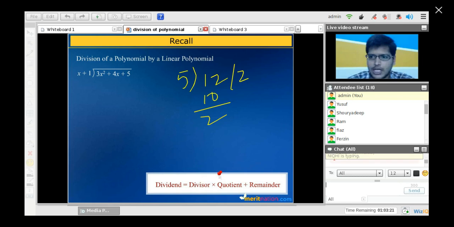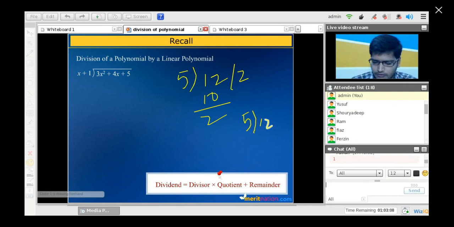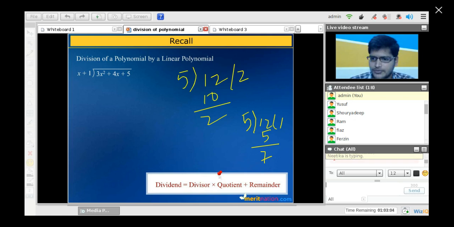So in the same way, if you compare with the polynomials, I'm just comparing the normal integer division with the polynomial, guys. Don't relate all the properties, just for the sake of understanding. Here if you observe, I can also divide it in this way, 5 ones are 5 and the remainder is 7. Which division is correct? There is the first one and this is the second one. Which one is correct?